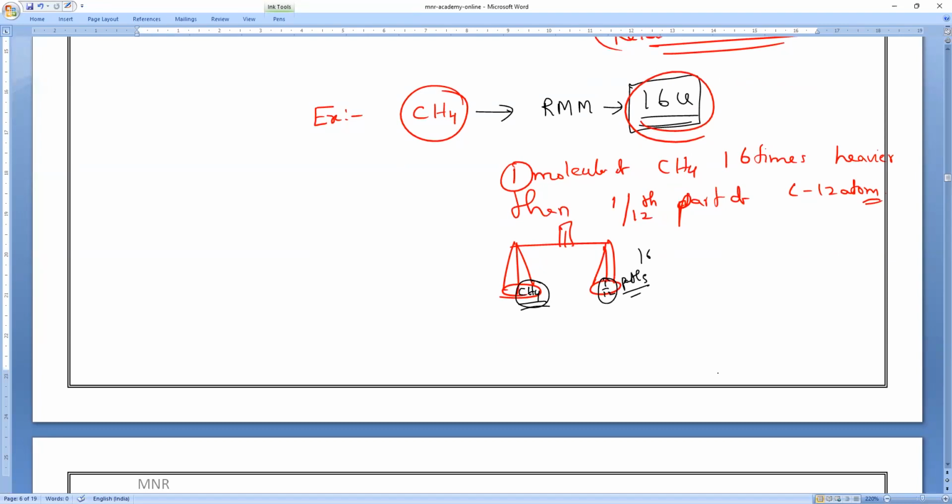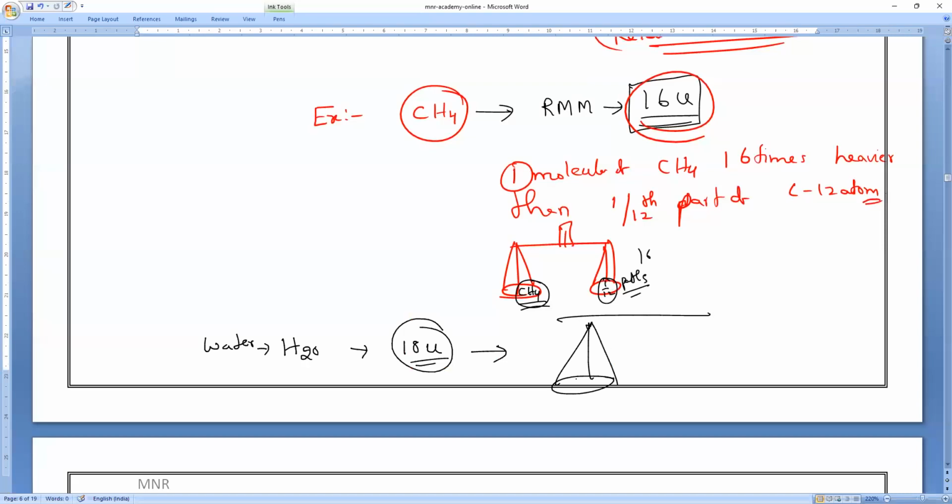Now, for example, I will take water. Can you tell me what the water formula is, everybody? H2O. So I am saying the molecular mass of water is 18 U. How much is the molecular mass of water? 18 U. Means if I take the beam balance and put one molecule of H2O on this side, how many pieces of 1 by 12th of carbon 12 atoms should I put on the other side? 18 pieces of 1 by 12th of carbon should I put. Then only it equals the mass of one molecule of water.